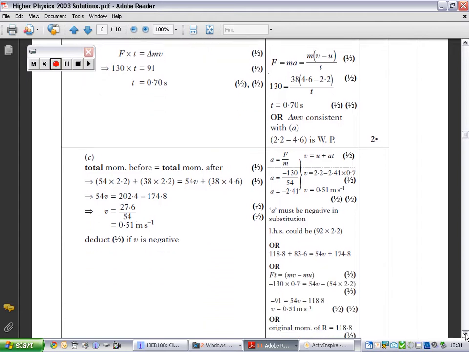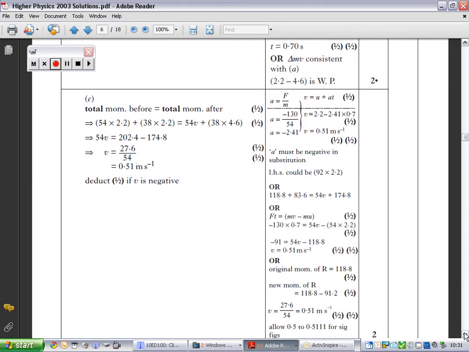Right, then it goes on to total momentum before equals total momentum afterwards. Momentum before, it's the same idea, you just take them separate, and then again take them separate, and you should get 0.51 meters per second, just like I showed you to do in the question. That's the way you should be doing it. Okay, this is all additional stuff.